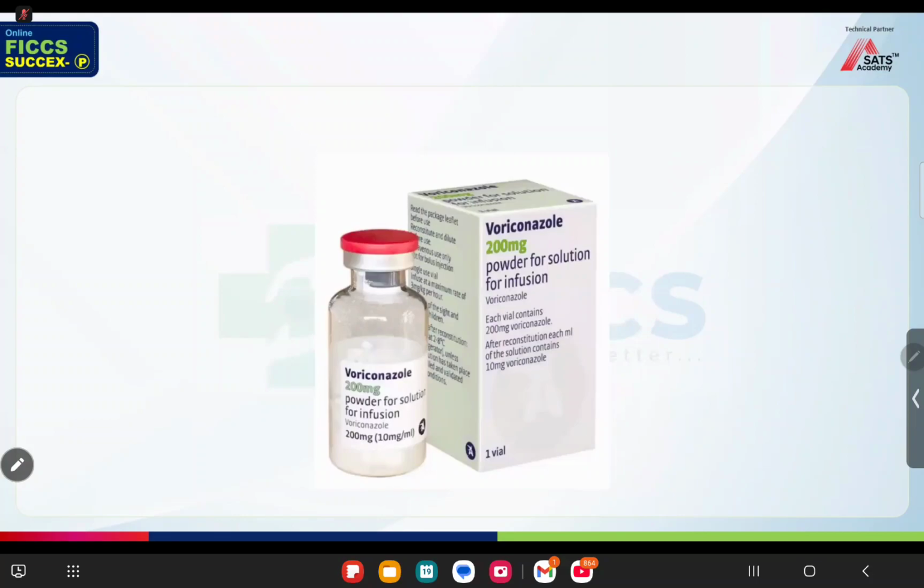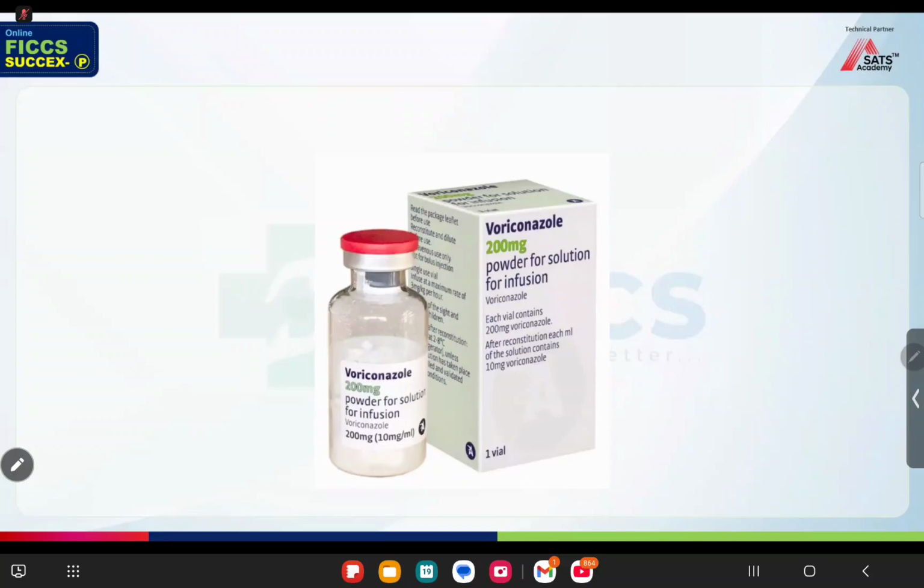What is this? Ma'am, this is a vial of voriconazole 400 mg. It is an antifungal, belongs to the azoles group. So what does it cover?